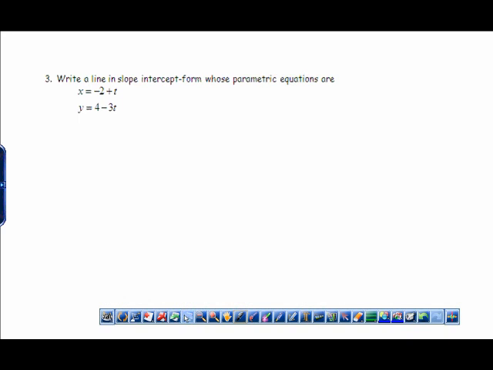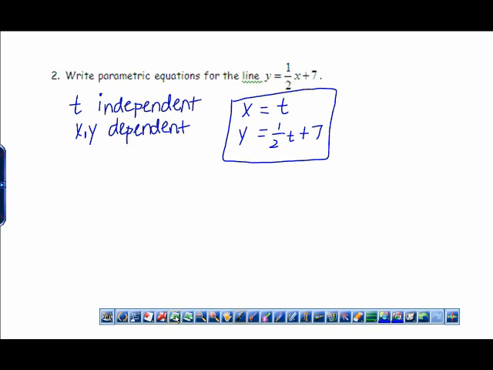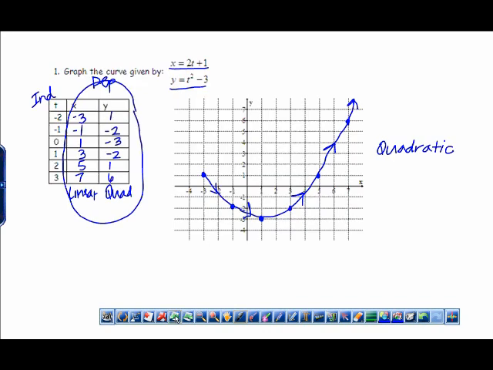Okay, now looking at the next example, I'm giving you the parametric again. Notice that they're both linear. I'm asking you to write a line. So it's kind of like what we did on the first example. This is why I said I was almost getting ahead of myself on the first example. Now, in the first example, let me remind you of how we did it.